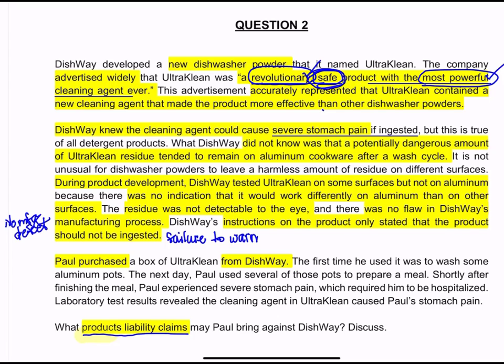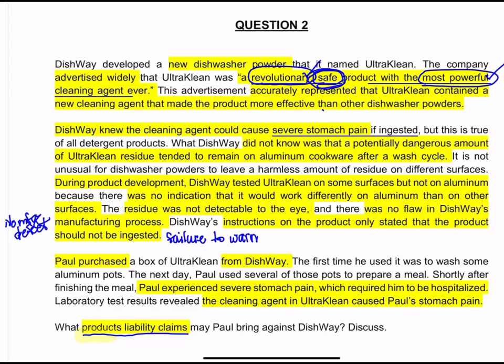Laboratory test results revealed the cleaning agent in Ultra Clean caused Paul's stomach pain. So they've literally given you actual cause and foreseeable cause for your negligence analysis. And it's usually the case in a product's liability hypothetical that they include facts that basically give you several of the elements in more than one of the causes of action in products liability, because these are such a racehorse.